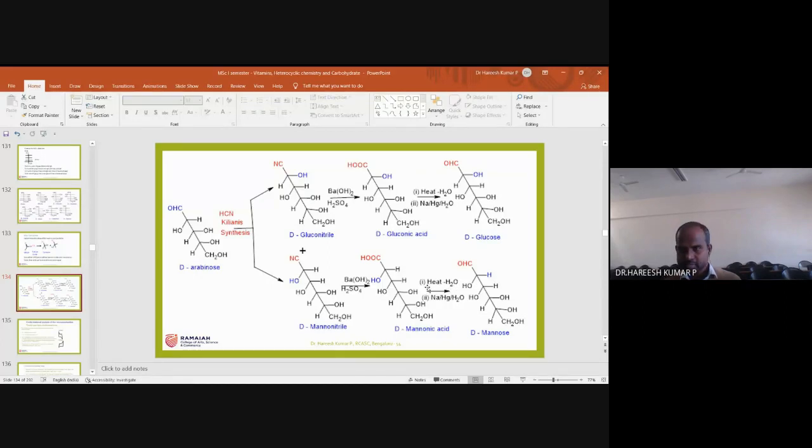Is it clear? Maybe you can erase this heating, removal of H2O. Erase both the things and let it be the sodium amalgam water. This sodium amalgam is a reducing agent. Sodium amalgam supplies electrons, and those electrons reduce a carboxylic acid into aldehyde. Is it clear? Is there any doubt?